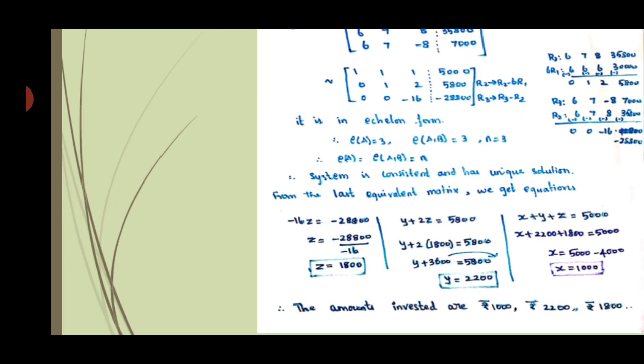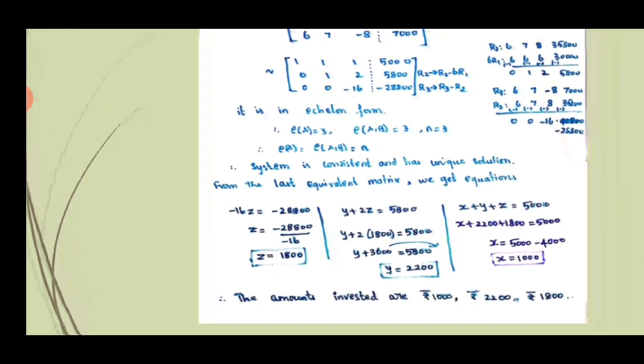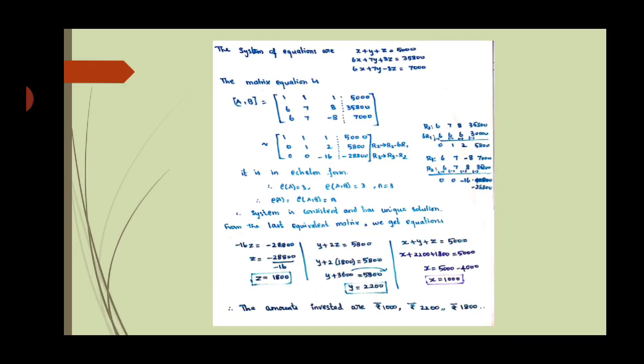From the second row we get y + 2z = 5800, and we are applying the value for z. So we get the y value as 2200. And from the first row I get the equation x + y + z = 5000, and by applying the y value 2200 and z value 1800, here we get x equal to 1000, and we got the amounts x, y, z. Therefore the amounts invested in the three bonds are rupees 1000, rupees 2200 and rupees 1800.